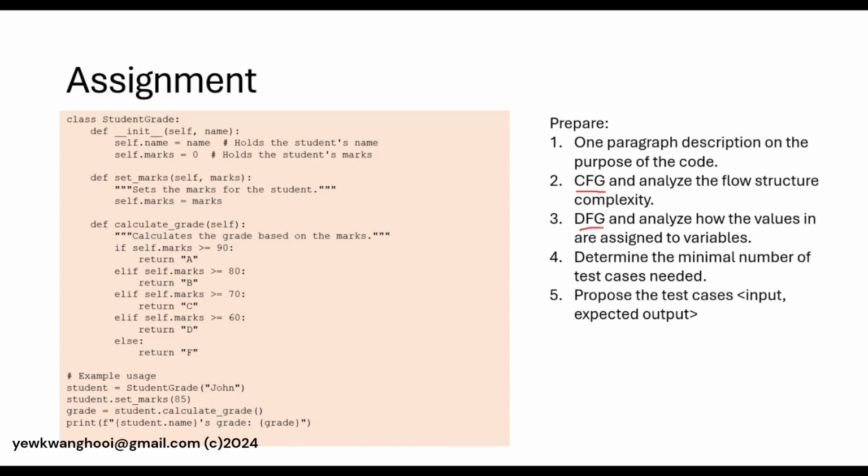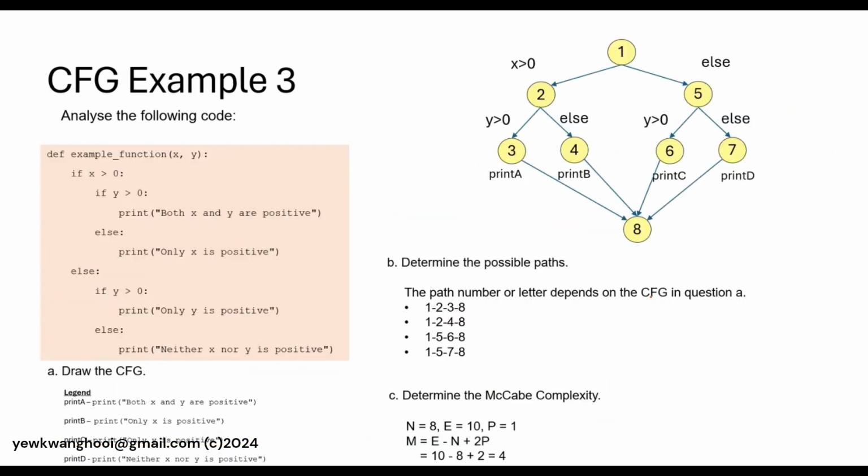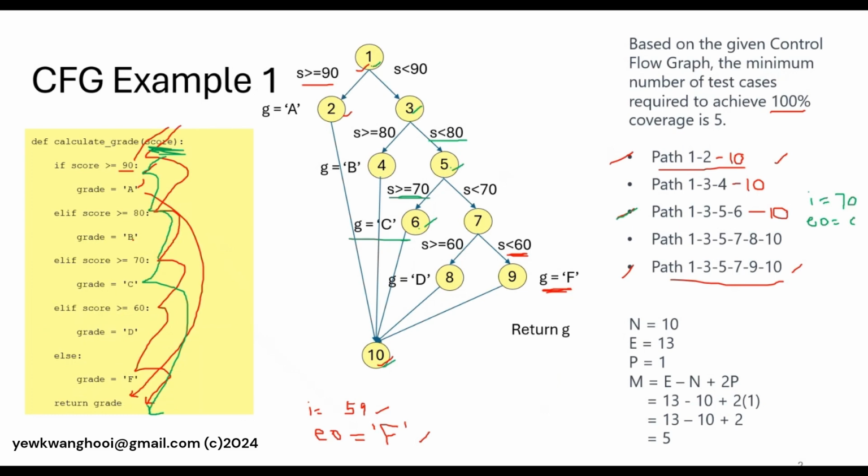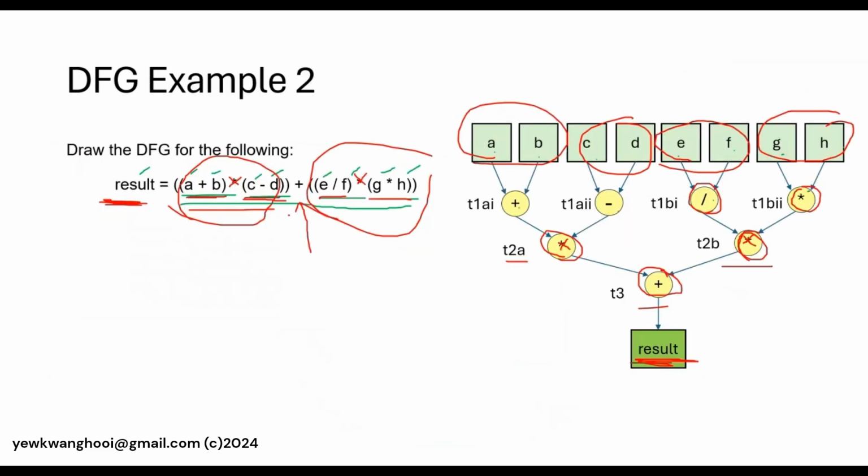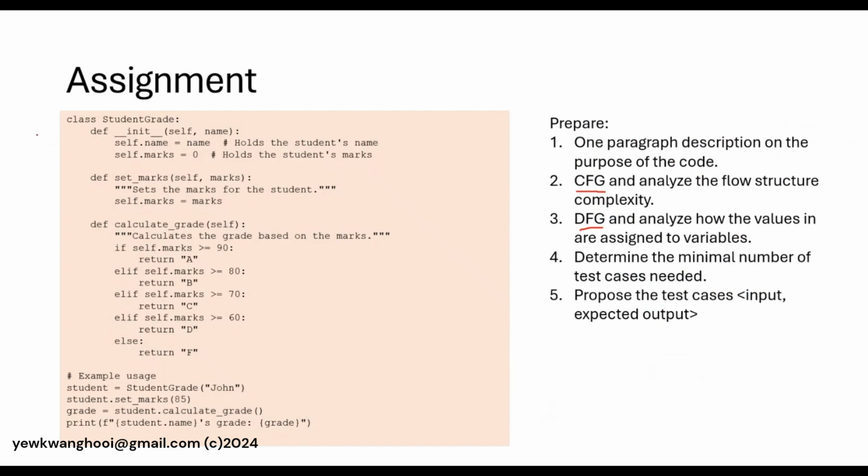This one looks similar to CFG example 1, right? But wait. Yeah, this one is more complicated. Why? Because it's inside a class. And then inside the class, you have 2 methods or 2 functions. Sorry, 3 functions: the constructor, set marks, and calculate grade, right?